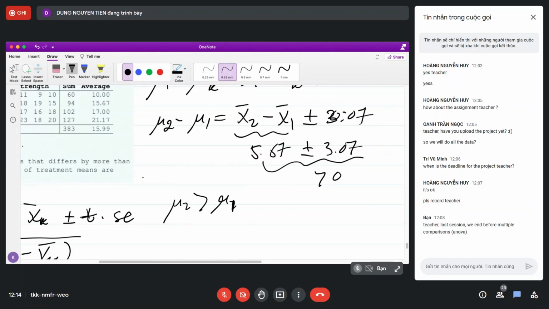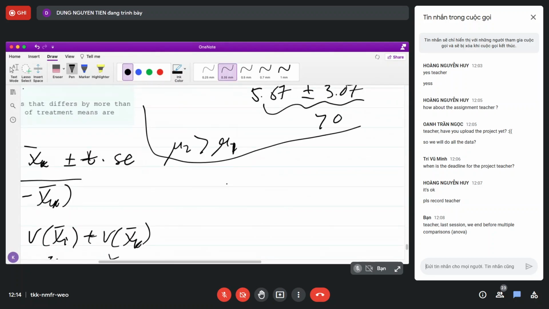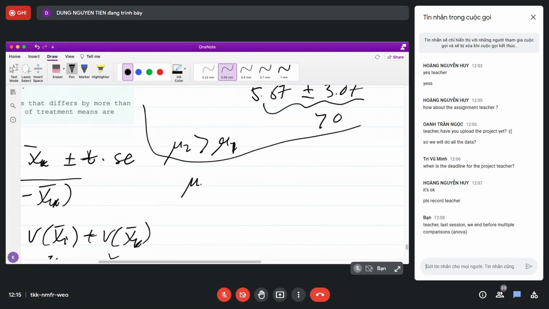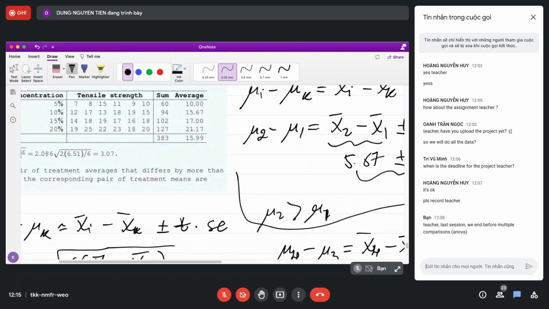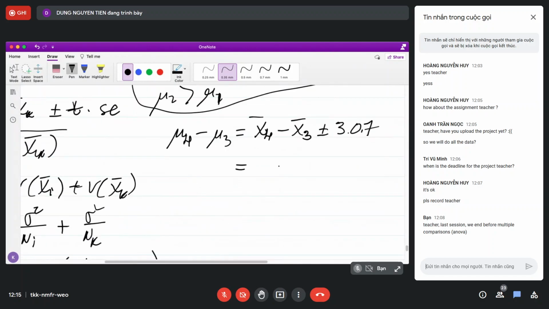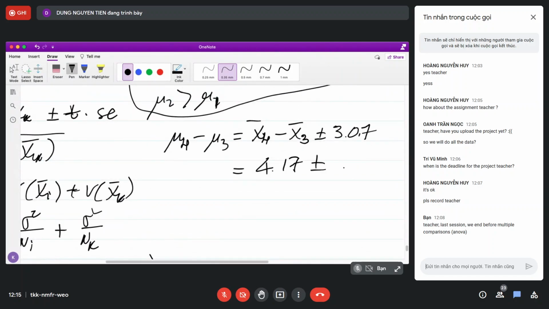You can repeat what we just did for the other pairs. So for mu4 minus mu3, that is x4 bar minus x3 bar plus or minus the same value 3.07. And this difference is 21.17 minus 17, and that is 4.17. So you get 4.17 plus or minus 3.07. That is positive again, so I believe that mu4 is greater than mu3.